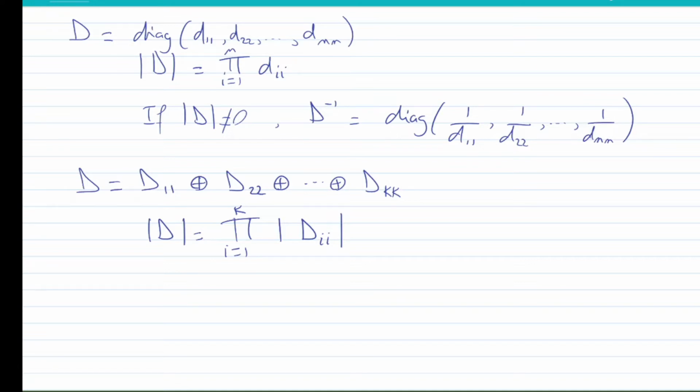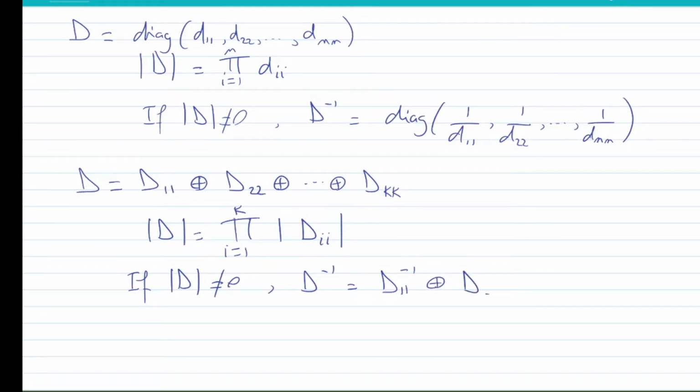But this means that instead of going through the whole computation, you can go through the computation for each block and just multiply through. And the same thing is true as we had before. If the determinant of D is non-zero, then D inverse is simply D11 inverse. Oops, that's a very ugly inverse.